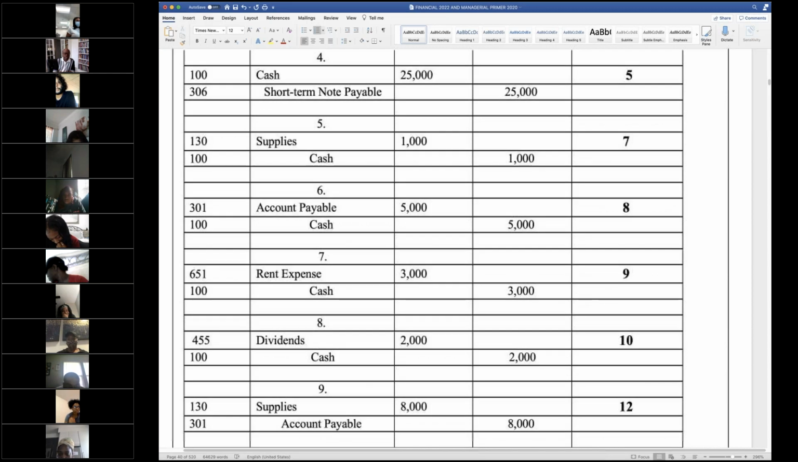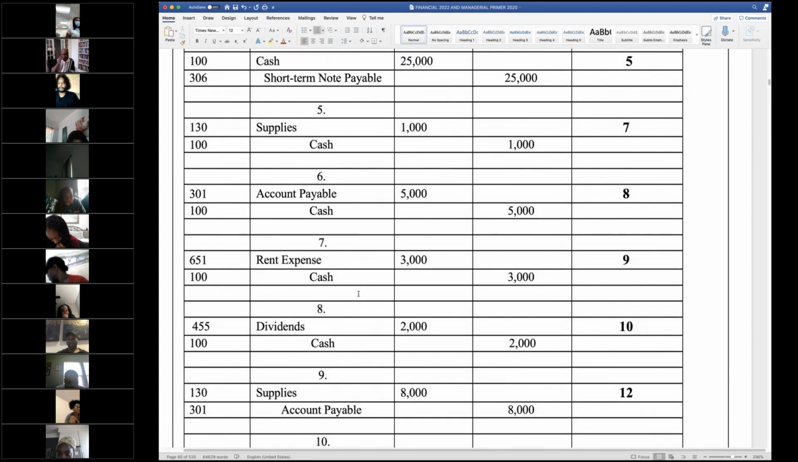When we paid on the accounts payable, we credited cash. That's a payment of a liability. When we paid the rent, we credited cash. When we paid the dividends, we credited cash.